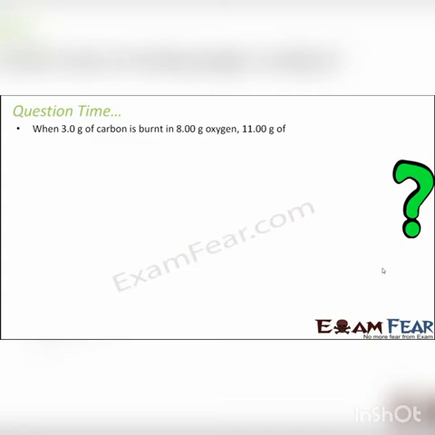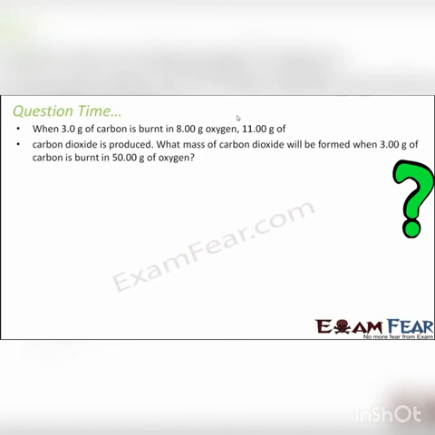So the next question is, when 3 gram of carbon is burned in 8 gram of oxygen, 11 gram of carbon dioxide is produced. What is the mass of carbon dioxide formed when 3 gram of carbon is burned in 50 gram of oxygen? Carbon is burned in oxygen to form carbon dioxide. At T is equal to 0, this was 3 gram, this is 8 gram, and this was 0 gram. At T is equal to T, 11 gram of carbon dioxide is produced.